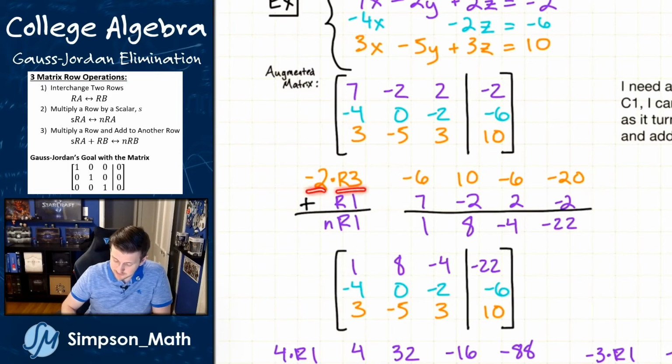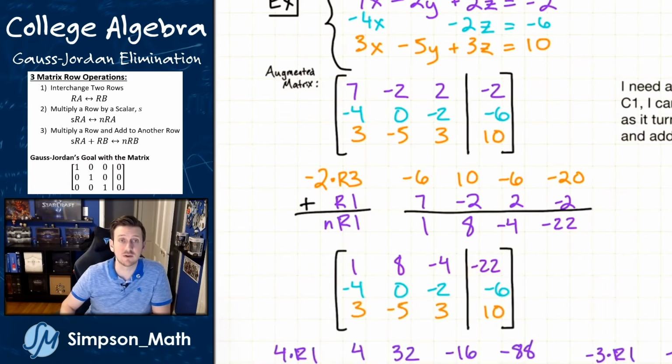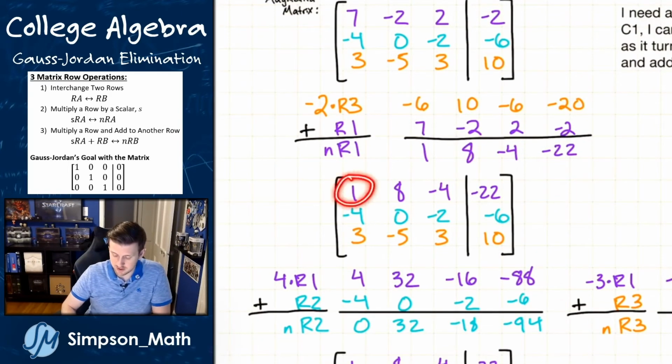So I'm going to do negative 2 times row 3. I distribute, check all my signs, make sure it's good to go, and then I add. And then I get negative 6 plus 7 is 1, 10 plus negative 2 is 8, negative 6 plus 2 is negative 4, and negative 20 plus a negative 2 is negative 22. And I replace row 1 with that. All right, so I've gotten a 1 in the top left corner, in the 1, 1 spot. Now I'm going to use row 1, column 1, to make these others be 0.